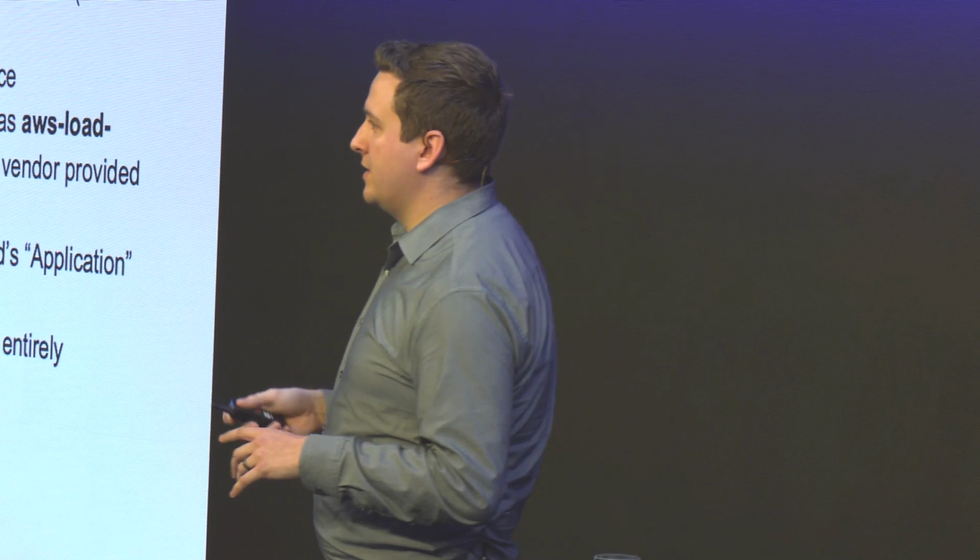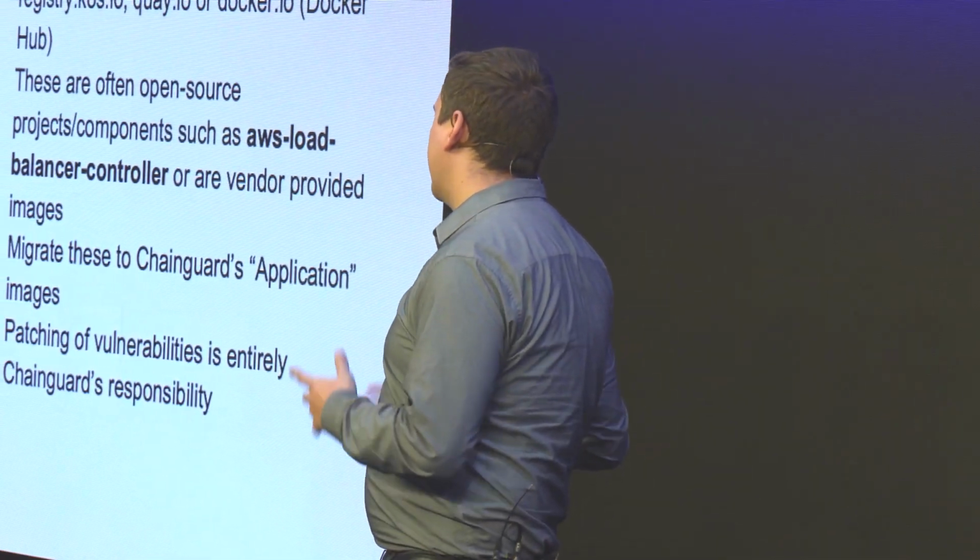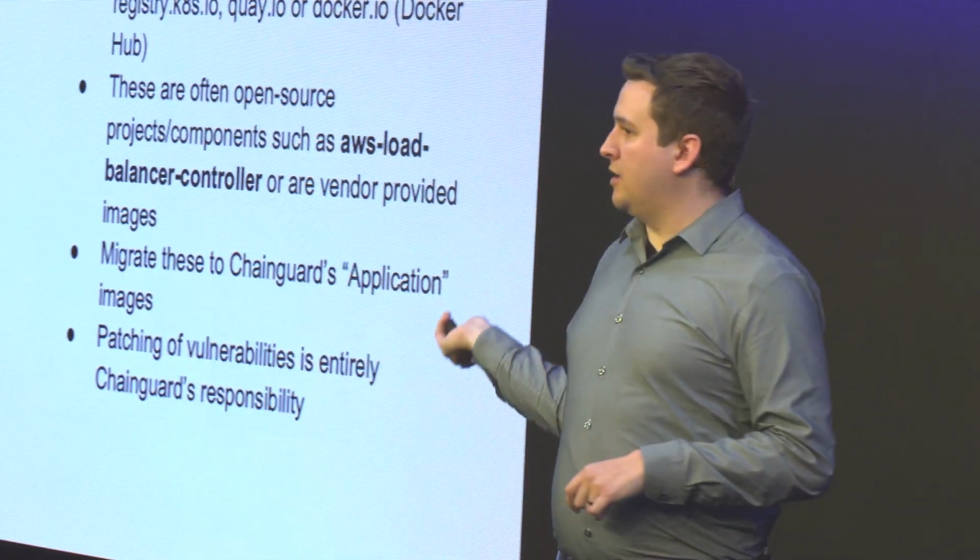And then you have third-party or application images. So this is stuff that's published directly, as it says, by a third party on a registry like registry.k8s.io or Docker Hub. And this is commonly open source projects, components. It might be vendor images, depending on what you're running in your environment.